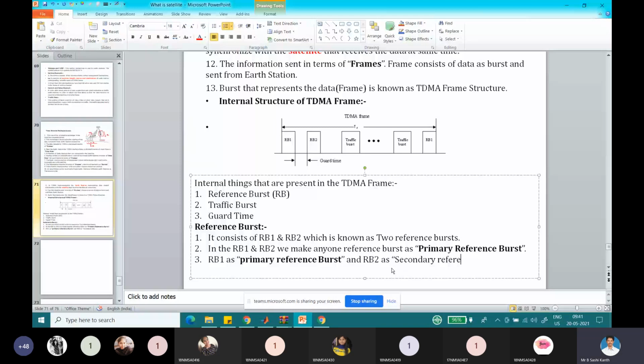In this RB1, we have the primary earth station. Okay, primary earth station, right, is consisting of primary Earth station.